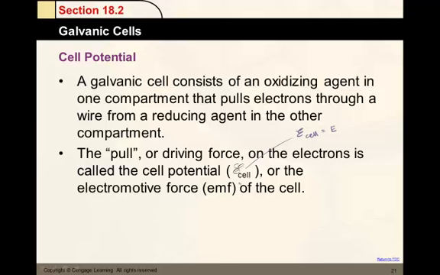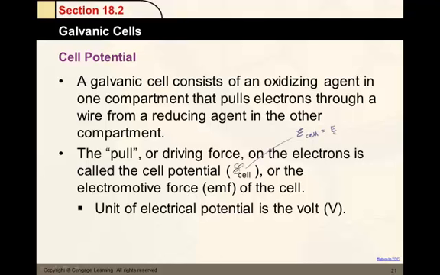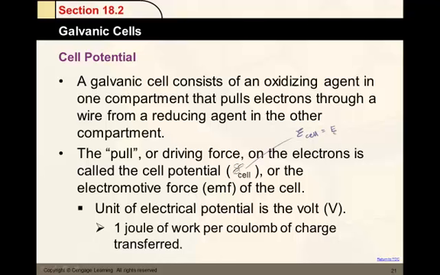So notice this tends to be what the book will use, this fancy E, and I will use it, but I think your cheat sheet uses just plain old E. So this pull or driving force, the cell potential, is the energy that is harnessed as a result of the difference in the two substances. The unit of electrical potential is the volt, and probably back in physics, when you talked about electricity, you talked about voltage. 1 joule of work per coulomb of charge is transferred. That's what a volt is, a joule per coulomb. So that's the kind of units we will be using a little bit later.